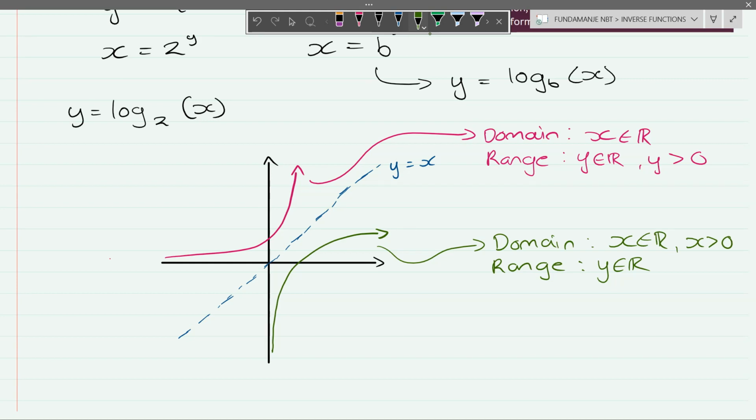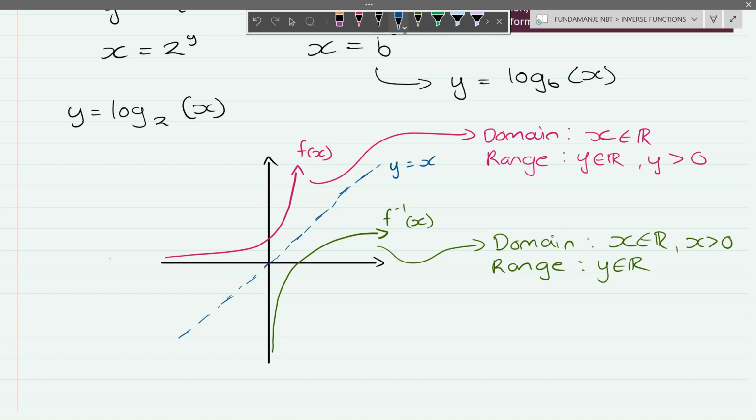And how do we represent this? If this is f of x, then this will be f to the power of minus 1 of x, to show that the function has been inversed. It is still f, but it has been inversed.